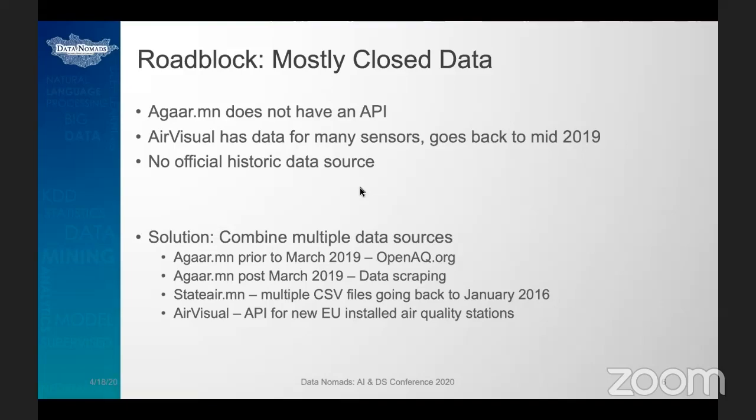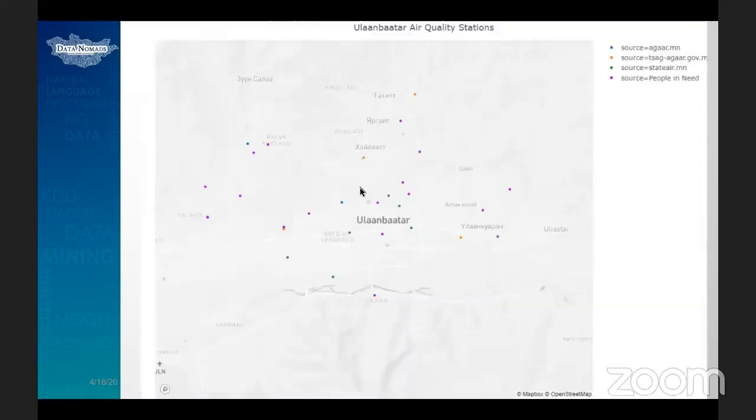Now, after March 2019, because OpenAQ no longer collects it, I've essentially been scraping the website and collecting the data myself so that we actually have a record. And then I already mentioned StateAir, and then AirVisual, they have an API, and they've been really good about giving access to this API. So that's one problem.